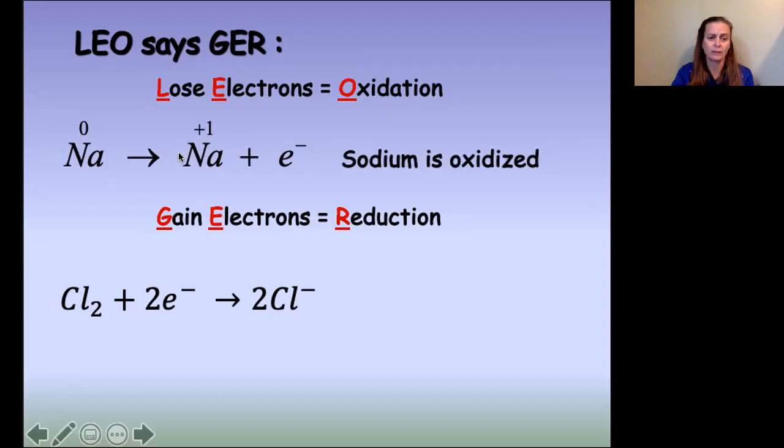It loses electrons. And when we write them like this, we call these half reactions because it's only half of the reaction that's taking place. You'll notice that the oxidation half reaction has an electron as a product. That's because this sodium atom is losing an electron. Chlorine is reduced. And so you'll notice that this chlorine molecule is gaining 2 electrons. So we see them on the reactant side. And we have chlorine being reduced.